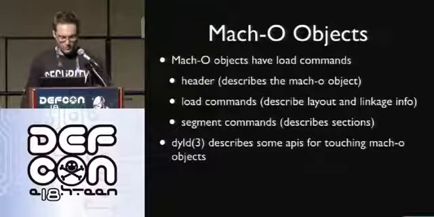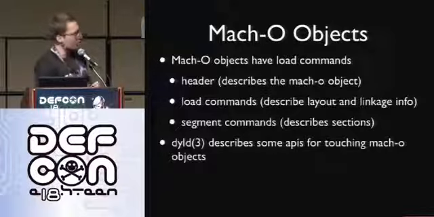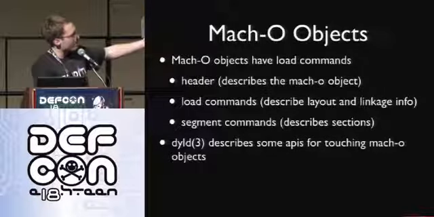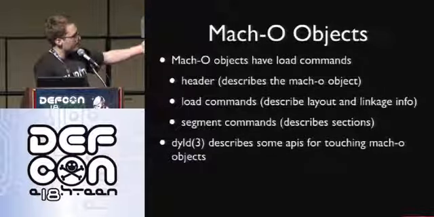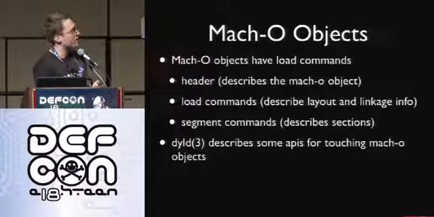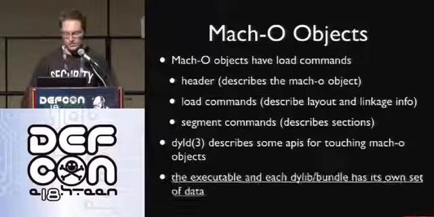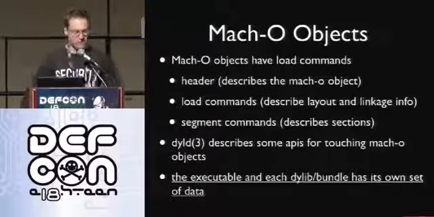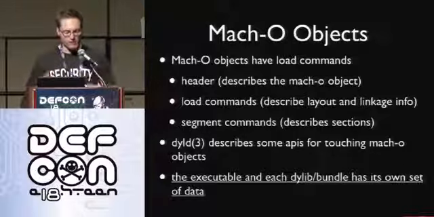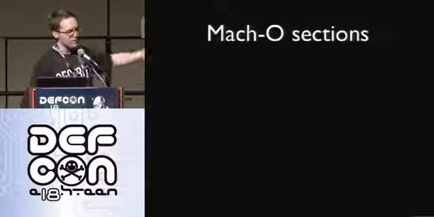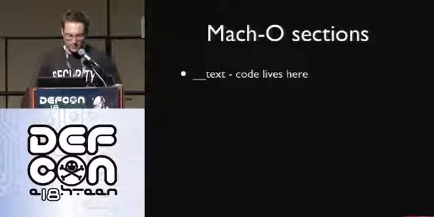Right, so the man page for DYLD, if you have a Mac box, you can check out the man page, and it has a bunch of APIs for touching Mach-O objects, so you can iterate through the objects that are mapped into the process. You can play around with them and do stuff, and it's pretty useful. And just like with ELF, each dylib or bundle that gets loaded has its own set of data in the picture that we saw before. So just a couple of sections.